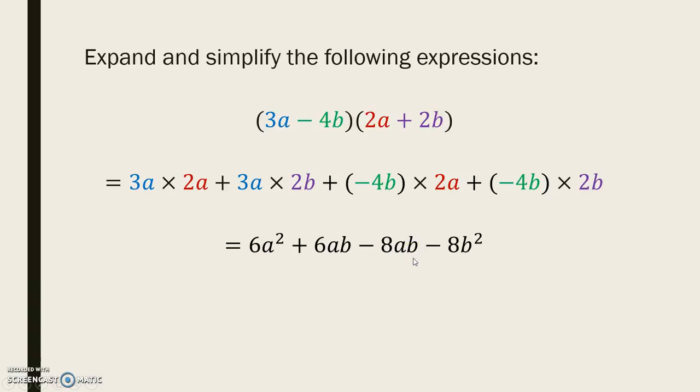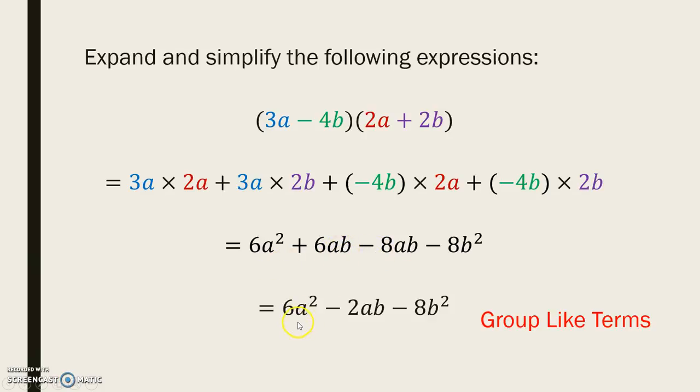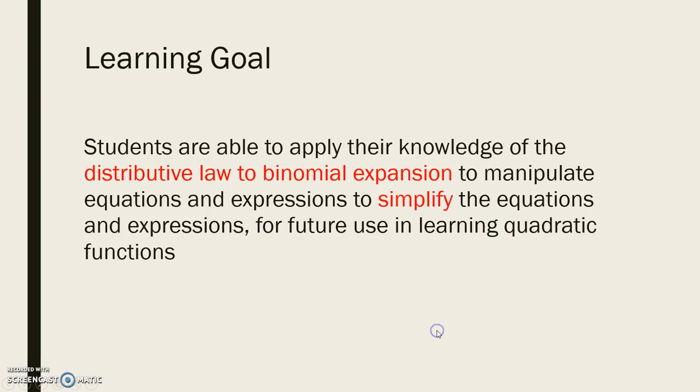Remember, we write them in alphabetic order. And negative 4 times 2 is negative 8. b times b is b squared. Look for like terms. That's these two in the middle. 6ab take 8ab is negative 2ab. So we end up with this: 6a squared take 2ab take 8b squared. So that's a variety of different binomial expansions to allow you to look at different components and simplify different expressions.